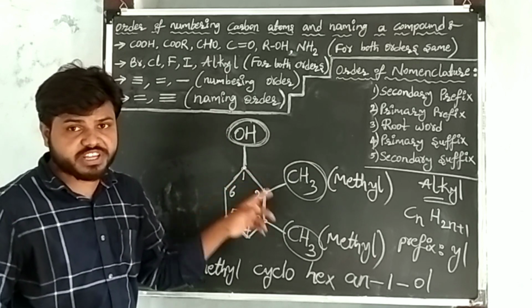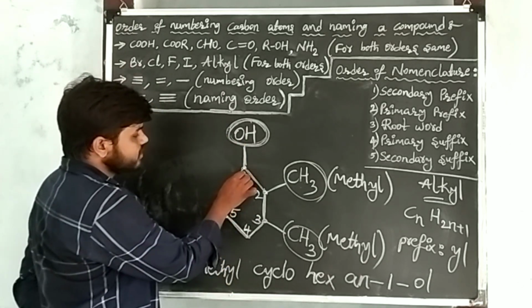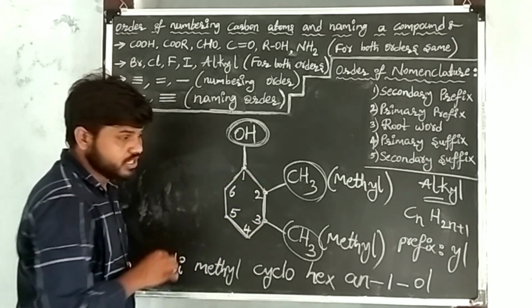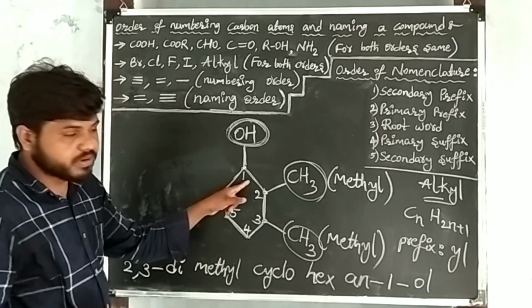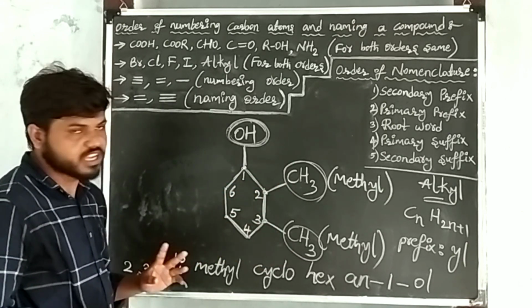First write the numbers to each carbon atom in such a way that this alcohol gets the lowest number. That's why I started from here: first carbon, second carbon, third, fourth, fifth, sixth. The position of alcohol is the first carbon. The position of one methyl is the second carbon. The position of the other methyl is the third carbon.